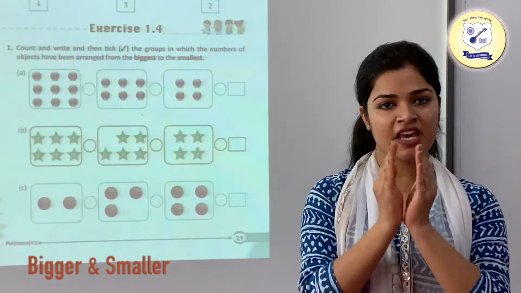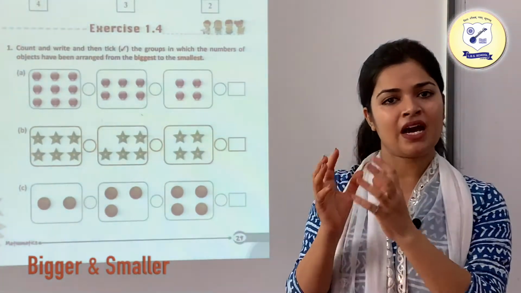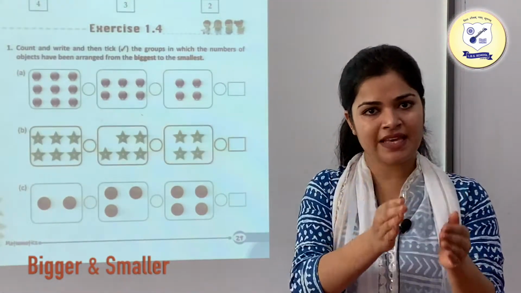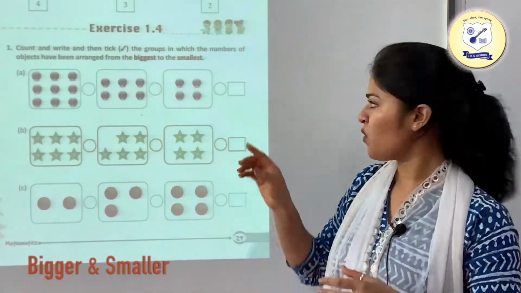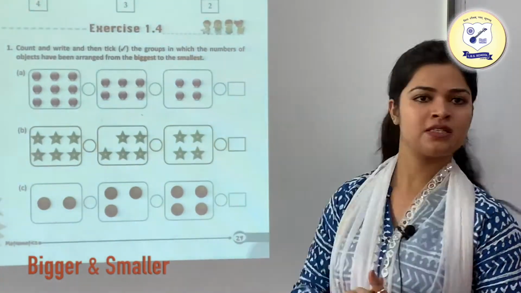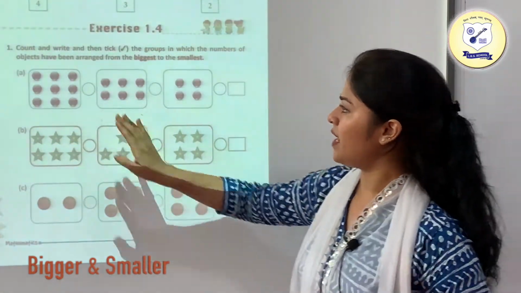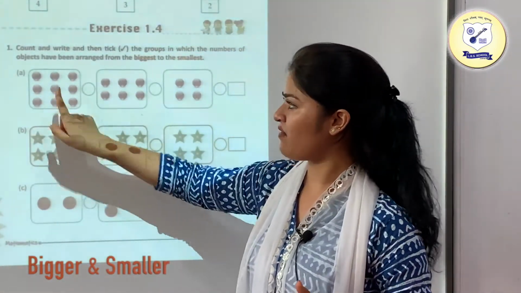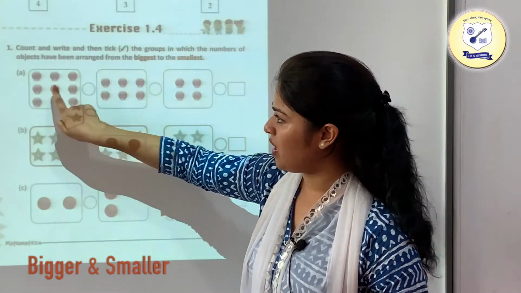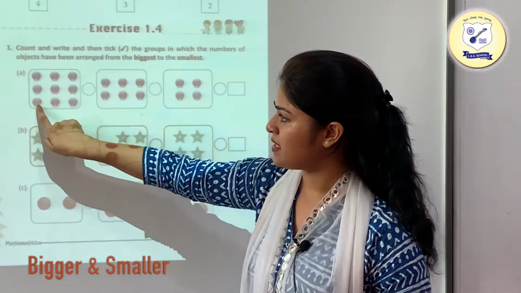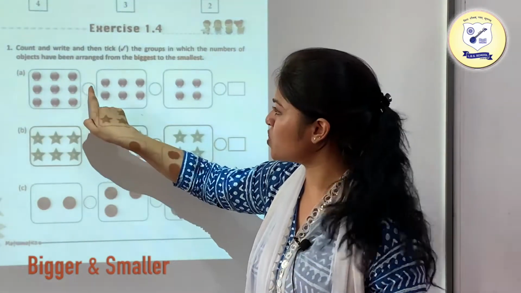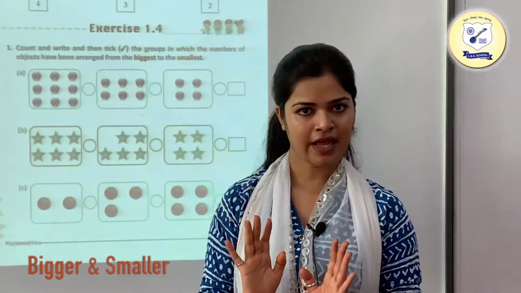In that box, if the pictures are being arranged in the sequence from biggest to smallest, then we are going to just put a tick in these boxes. Okay, so first of all, just start counting the pictures. Like you can see that in this we are having 1, 2, 3, 4, 5, 6, 7, 8 and 9 pictures. So I am just going to write 9 in the circle.